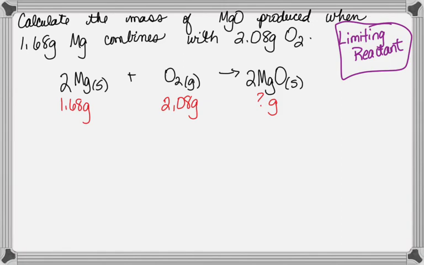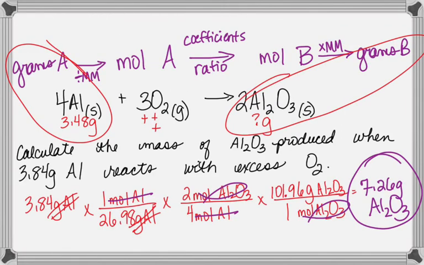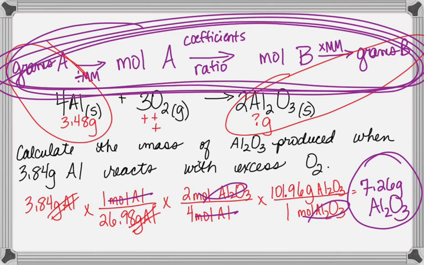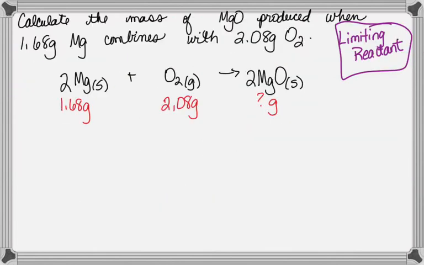The way I'm going to focus on today is I want you to use this flow chart. Grams of A to moles of A to moles of B to grams of B. So I want you to do each of these numbers. I want you to take the 1.68 grams of magnesium, grams of A. First convert to moles of A. 1 mole of magnesium is 24.31 grams of magnesium. That's grams of A to moles of A.